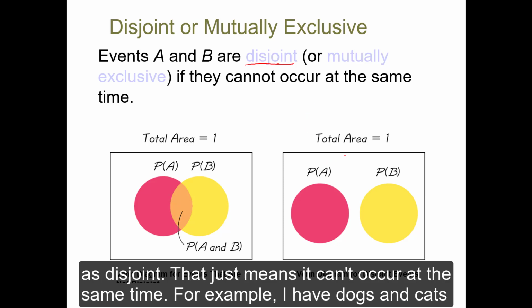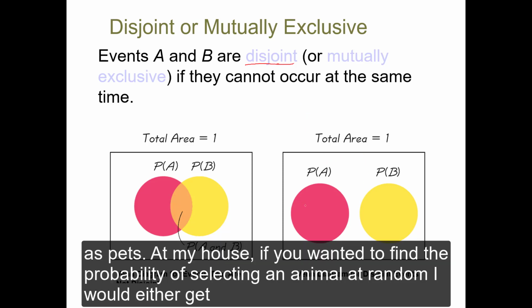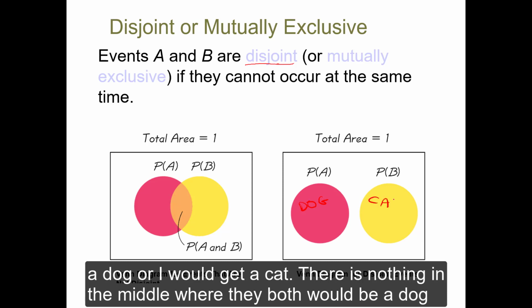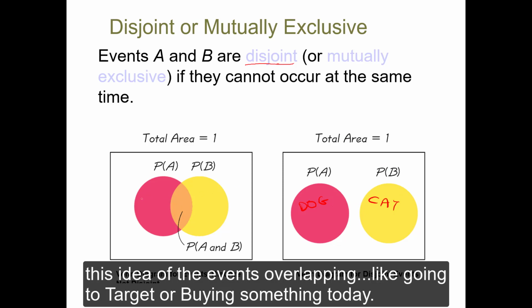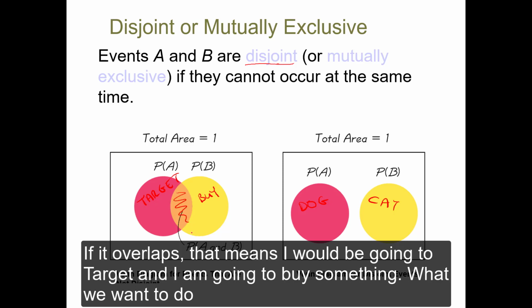For example, I have dogs and cats. So at my house, if you wanted to find the probability of selecting an animal at random, I would either get a dog or I would get some cats. There's nothing in the middle where they would be a dog and a cat at the same time. Unless you're an old show on Nickelodeon, right? For that, this idea of it overlapping, that's like my idea of going to Target and buying something today. If it overlaps, this means I'm going to Target and I'm going to buy something.